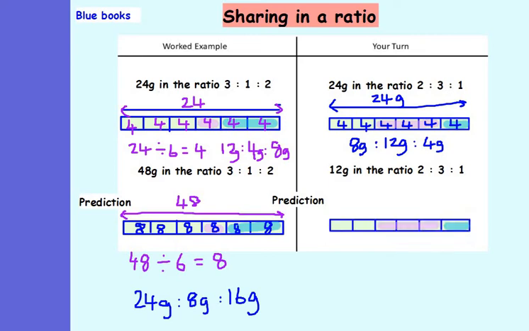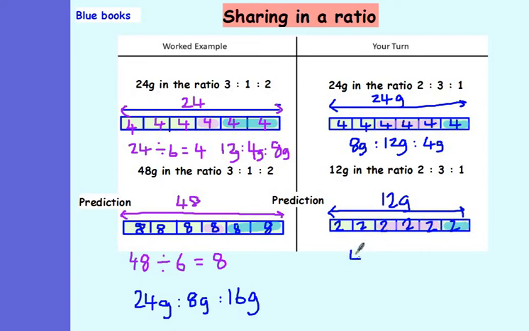Okay, let's go through the answers. Here's my bar model. Again, I've split it into 6 equal parts and my whole bar is worth 12 grams. So this time, each of my little 6 parts is going to be worth 2, as 12 divided by 6 gives me 2.